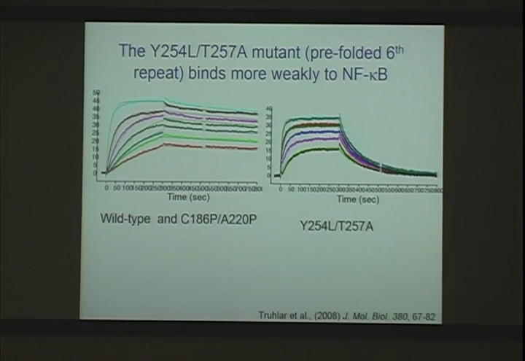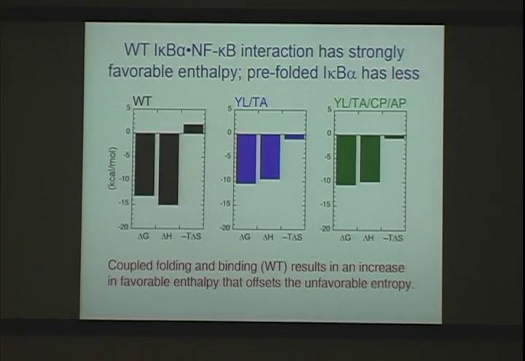Okay, but then the surprise came when we did protein binding experiments, because you would think, from basic biophysics, that if you pre-fold something, it should bind more tightly because it doesn't have to pay the entropy cost that it had to pay before when it was folding on binding. And we actually got the opposite result: this pre-folded mutant binds more weakly to NF kappa B. And the effect is entirely in the enthalpy.